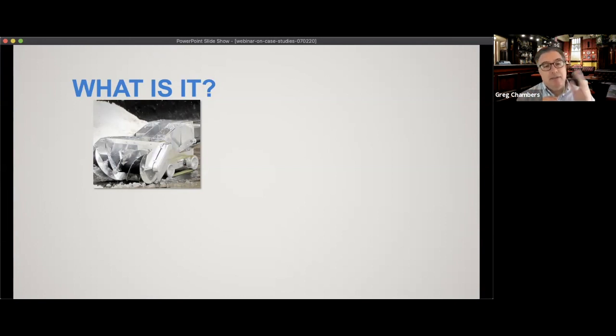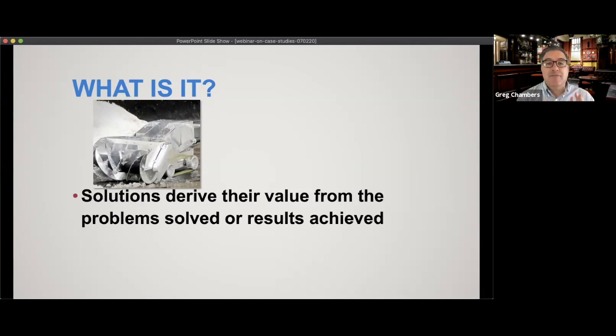That is a picture, believe it or not, of a futuristic robot snowblower, because this is my favorite example of where solutions come from. The solution that you have has no inherent value in and of itself. The value your solution has is derived from the problem that it solves or the results that it achieves.